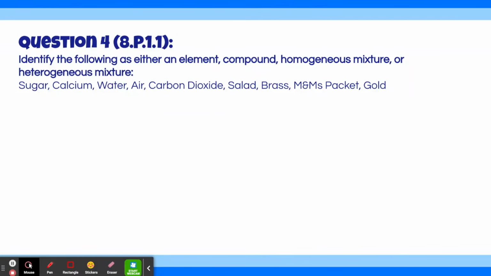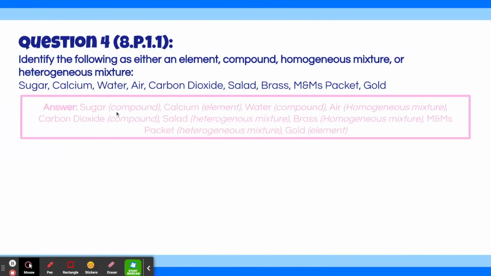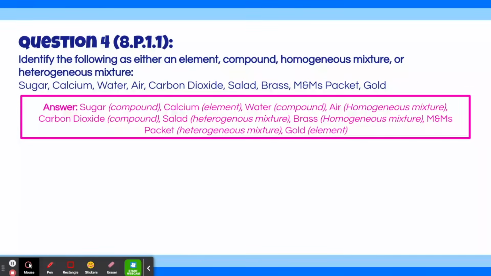Okay, assuming that you've replayed the video, here is the answer. Sugar is a compound, calcium is an element, water is a compound, air is a homogeneous mixture, carbon dioxide is a compound, salad is a heterogeneous mixture, brass is a homogeneous mixture, and M&M's packet is a heterogeneous mixture, and gold is an element. So if you need to take some time to pause and check over that slowly, go ahead and do so. Otherwise, we're going to go right into looking into these classifications.